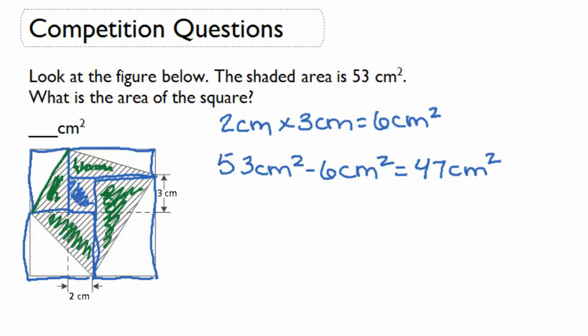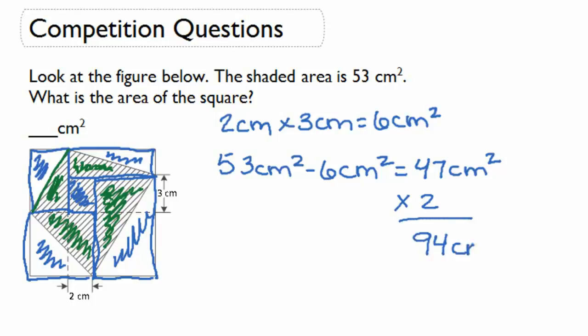But what it also means is it's the same size as the unshaded part, which I'm now coloring in blue, on the outside. So if we wanted to know the area of the entire square, we would want to multiply this 47 centimeters by 2. So I'm going to multiply by 2 and find that that gives me 94 centimeters squared. And if this is 94 centimeters squared, and we took out this middle rectangle, we're going to want to add that middle rectangle back in. So I'm going to add 6 centimeters squared and find that the entire square is 100 centimeters squared. So the area of the square is 100 centimeters squared.